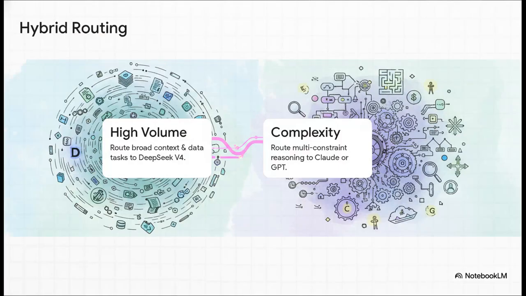For most smart enterprise teams, the answer isn't choosing just one vendor, it's hybrid routing. Step 1. You route your massive 1 million token context tasks, like daily repository audits or processing thousands of PDFs, straight to DeepSeek V4. Step 2. For those rare high-complexity, multi-constraint tasks that require flawless 50-step agentic reasoning, you route to Claude or GPT. This optimizes your total expenditure without sacrificing any quality.